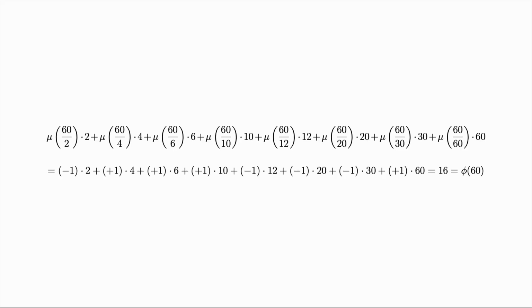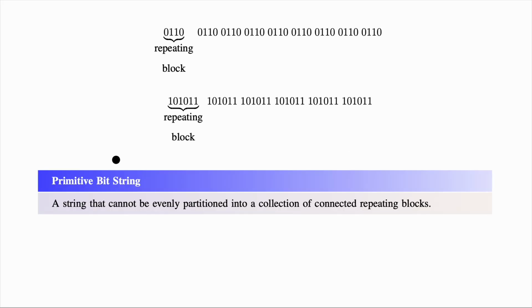Here's yet another example on this exact same poset. Or perhaps it's a different one actually. I think it's a different one. But it's on a divisor poset still. We're going to be looking at primitive bit strings, counting them.